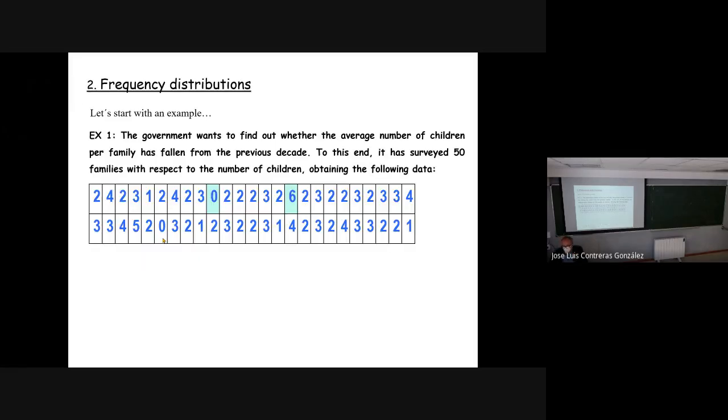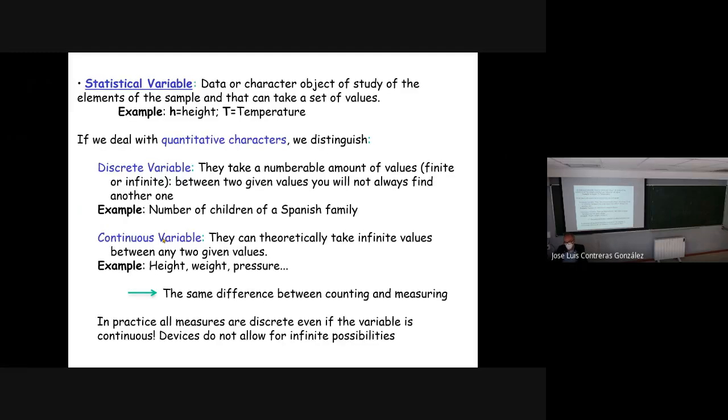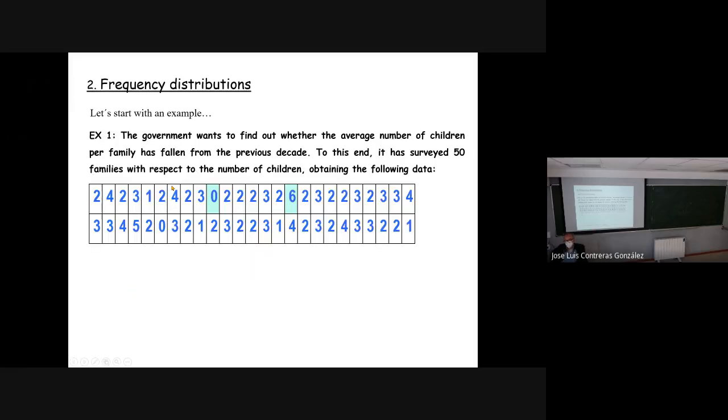And remember that in practice, all measures are discrete, even if the variable is continuous, because the devices do not allow for infinite possibilities. So finally, what we see in discrete variables we will be able to extrapolate to the continuous variable. So let's start with an example. Let's jump onto frequency distributions.